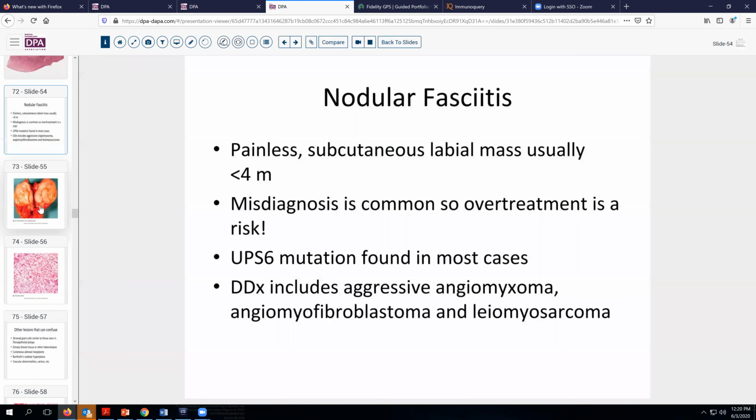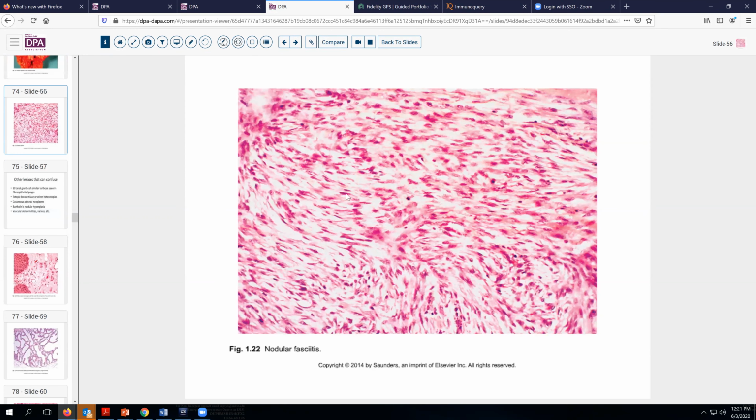Nodular fasciitis is one lesion that's not specific to the vulva, but can occasionally present there. This is a circumstance where you don't want to overdiagnose this, so you don't want to mistake this. And of course, Dr. Yu gave a wonderful talk about the USP6 mutation that's found in most of the cases of this lesion. Characteristic spindle cell tissue culture type pattern.